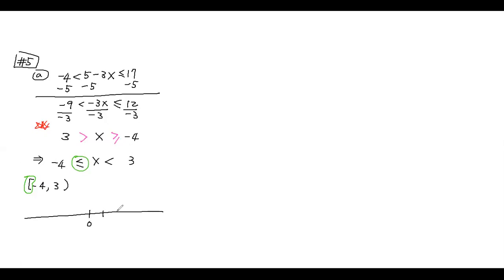So this is 0, this is 1, 2, 3, and there's 1, 2, 3, 4, so it's -4. How do you draw it on the real number line? You guys still remember? If it's the equal sign, you have a solid dot, right? So x is between -4 and 3. Then the 3 is an open circle because the 3 does not have the equal sign here. Okay, so this is part A.